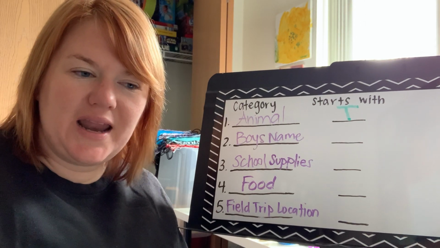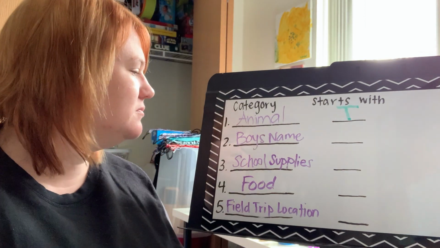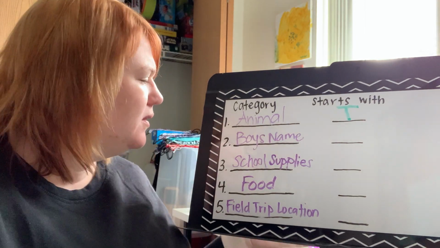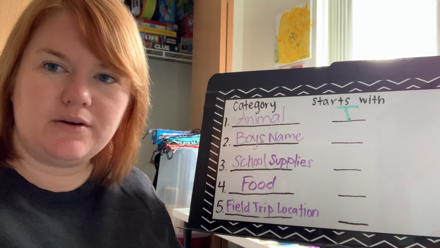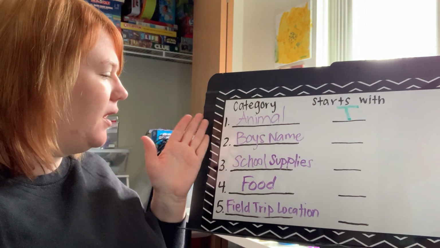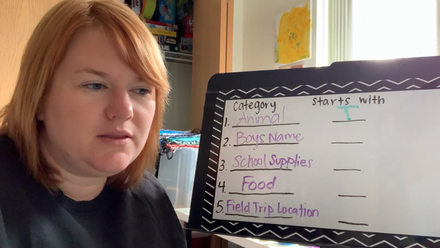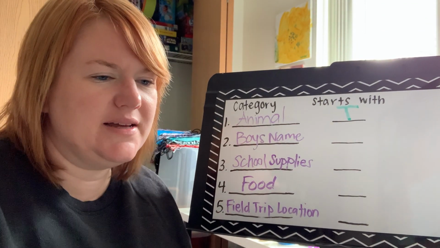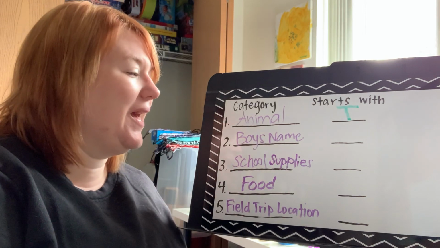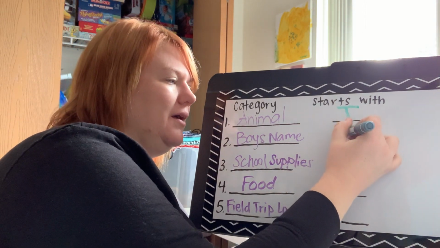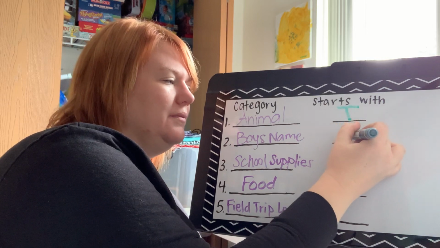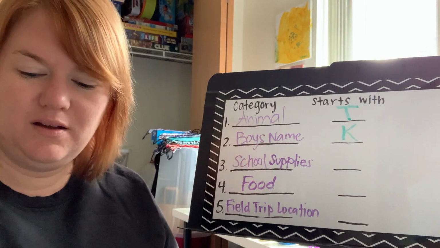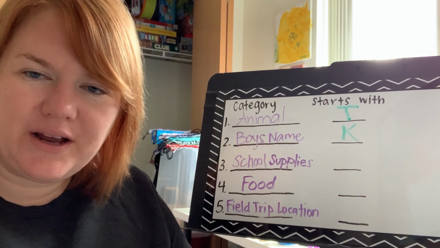All right, next category is boy's name. Now, some names work for boys and girls, right? So that's kind of nice. But just think of a friend, think of one you've heard. So a boy's name. And the computer says a boy's name that starts with a K. Okay, maybe you are a boy and you have a K name. That would work out nice, right? All right, pause your video and write down your answer.